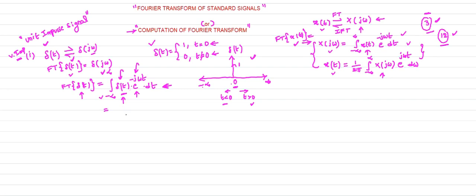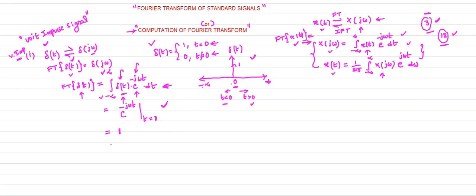Now what is the value of this integration? You can evaluate e power minus j omega t only at time t equal to 0. Other than t equal to 0, the entire function goes to 0 because delta of t is 0, and whenever you multiply 0 with any function, the value is 0. So we only get the value of this function at time t equal to 0. At t equal to 0, what is the value of this function? It is simply equal to 1.